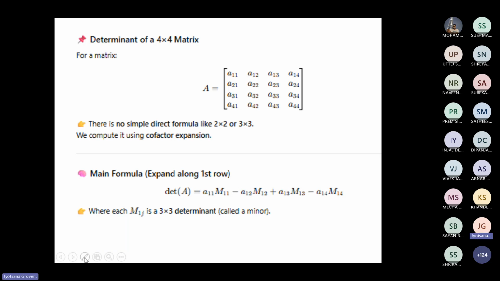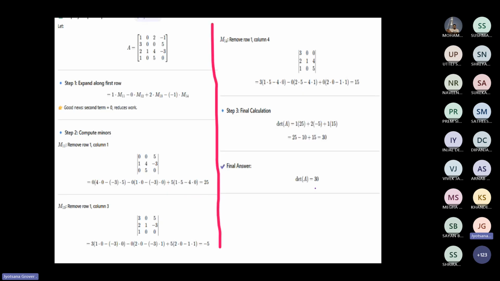The last entry is A14. You just cut it out. What 3 cross 3 matrix do you get? Now you have to find the determinant and then multiply with A14. Now see, this is not complex, but it is very tedious, boring calculation. Let's do something easy. Do you agree? You want something very handy, a simplified way.